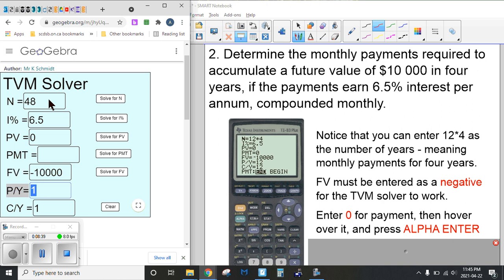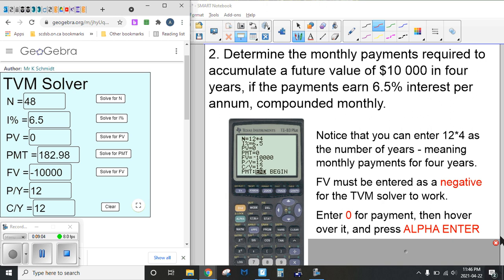Payments per year, let me just read that again. We're making monthly payments, so there's going to be 12 of them. And the compounding is also monthly, so 12 compounds per year. So that's kind of the story of how to choose each of those numbers. And then in this one, we're finding the monthly payment, so I'm going to click solve for payment.